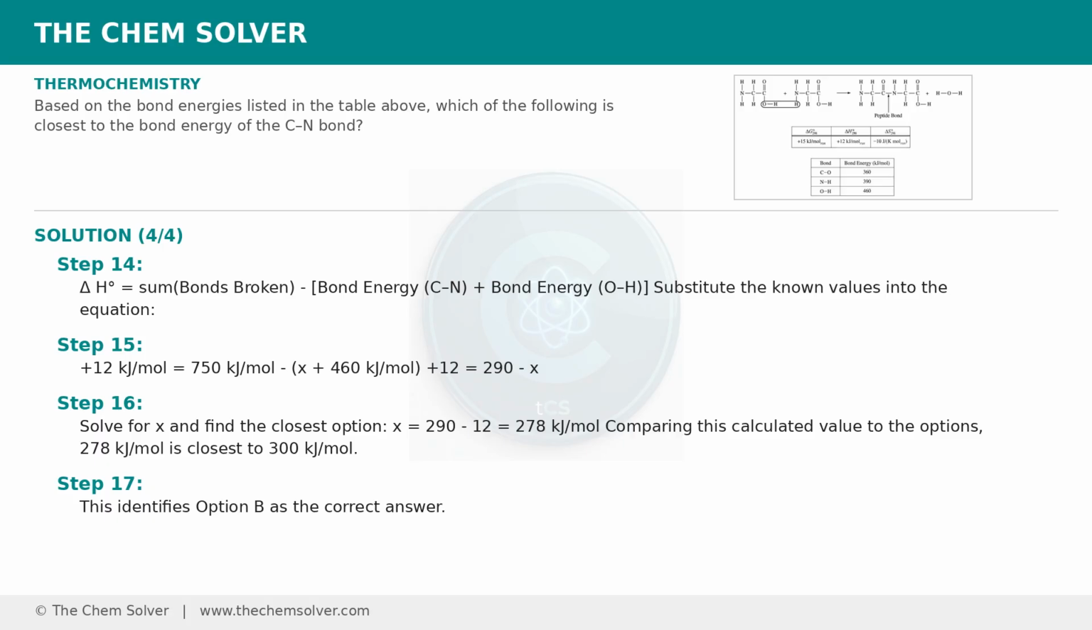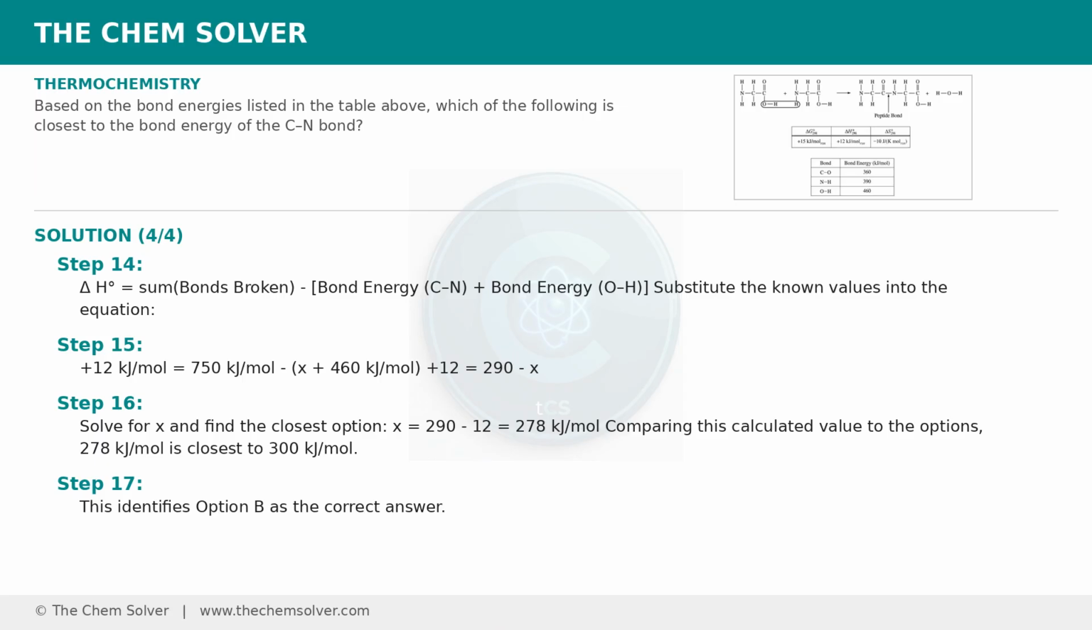Substitute the known values into the equation. Plus 12 kilojoules per mole equals 750 kilojoules per mole minus X plus 460 kilojoules per mole. Plus 12 is equal to 290 minus X. Solve for X and find the closest option. X equals 290 minus 12, which is equal to 278 kilojoules per mole.